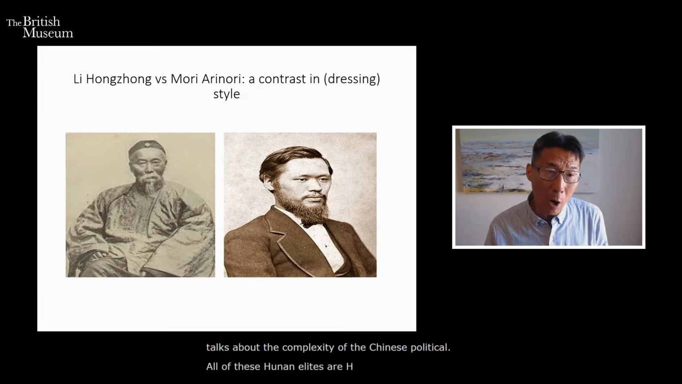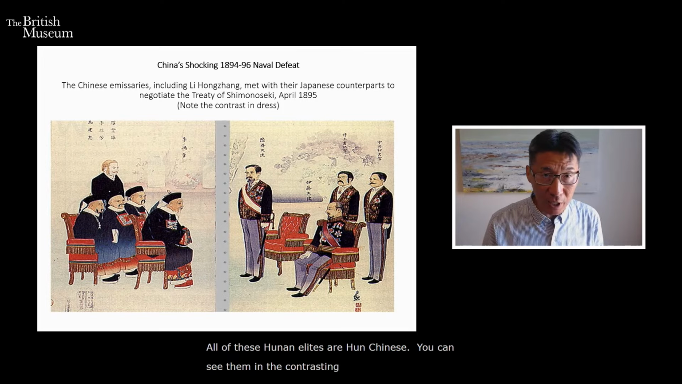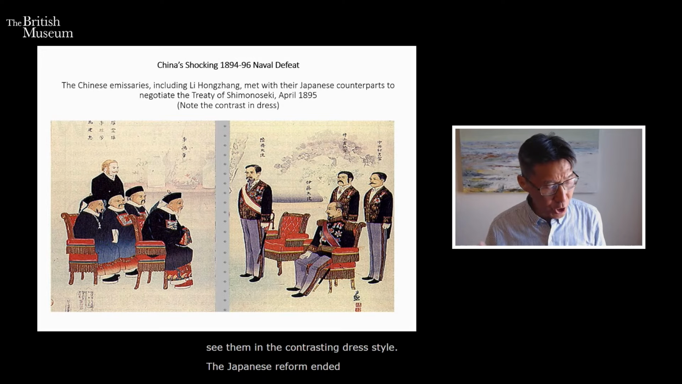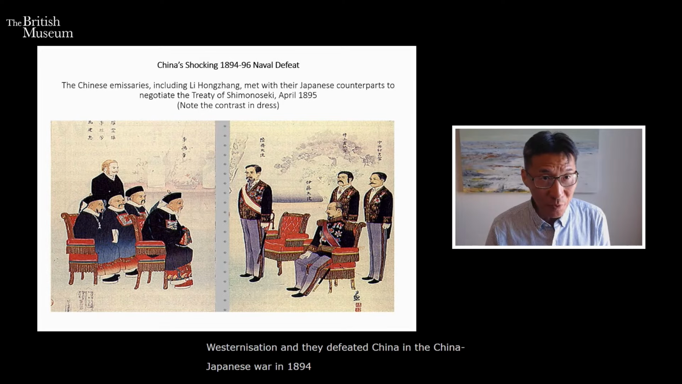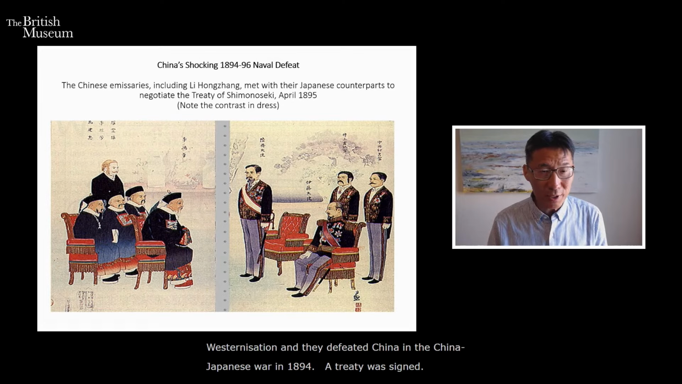Now, what I want to emphasize is that the Japanese reform ended up being extremely thorough. It's a complete westernization. And then they defeated China in the first Sino-Japanese War, 1894. They signed the Treaty of Shimonoseki. This man who was a little bit stooped is Li Hongzhang, the person who had the conversation. And look at all the Japanese, they are dressed in Western military style clothes. Of course, this is a cartoon and so on. And this is something really showing that.